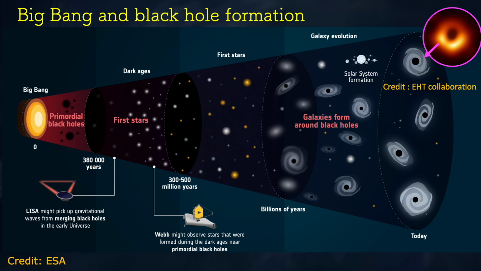Another possibility involves primordial black holes, directly formed in the dense early universe, bypassing stellar evolution. These could provide a starting point for the rapid growth of supermassive black holes.